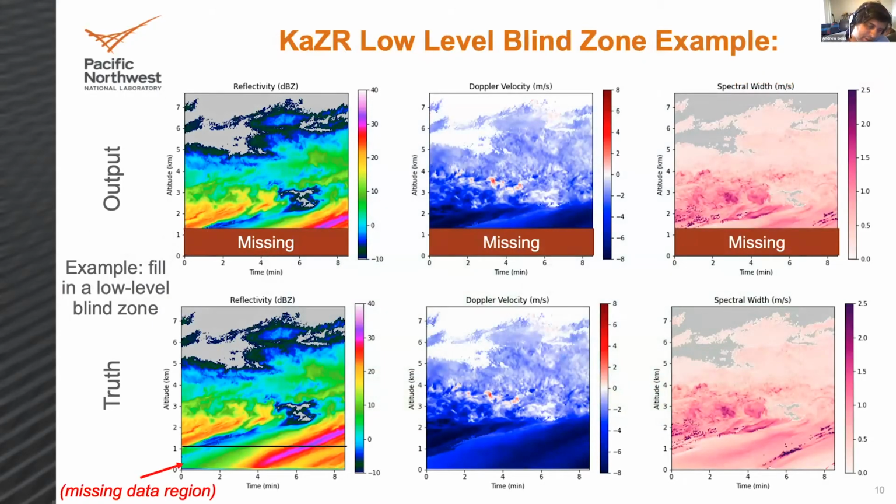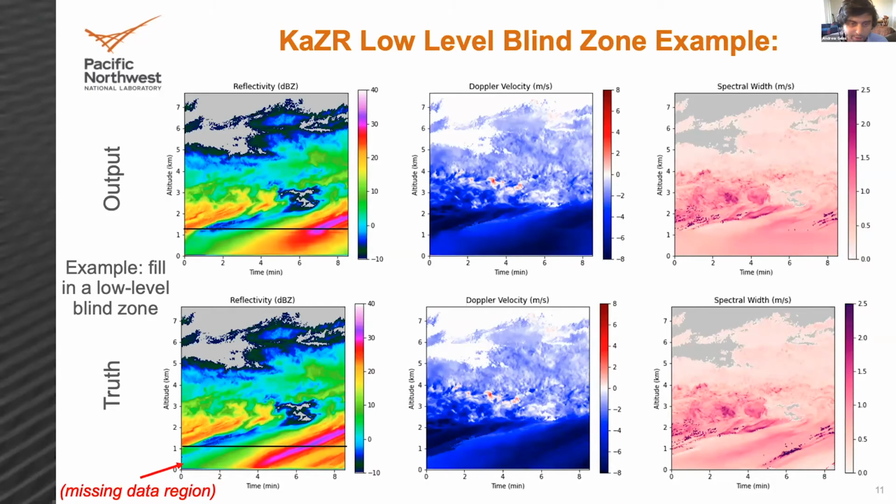Here's another potential application. Again, here I'm showing data from KaZR. And in this case, I'm including other fields. So I'm including Doppler velocity and spectral width fields in this process. And the idea here is to simulate a low-level blind zone. So I've taken out a bunch of this data in this region labeled missing here, and asked the neural network to reproduce what was there. And the ground truth is shown down on the bottom. So this is what the neural network comes up with. And yeah, it does a reasonably good job of taking these kind of diagonal structures and continuing them down diagonally into the blind zone region.